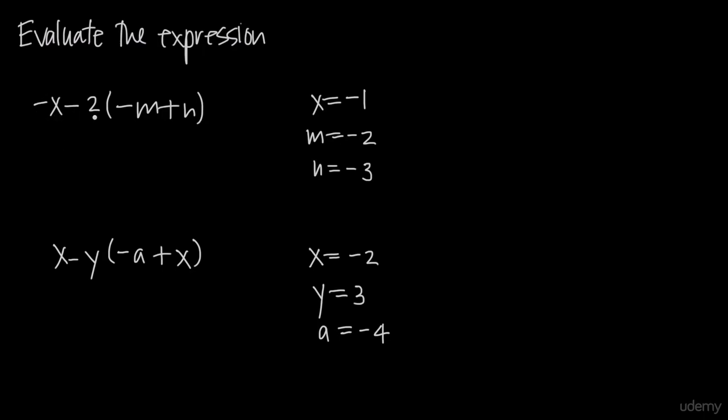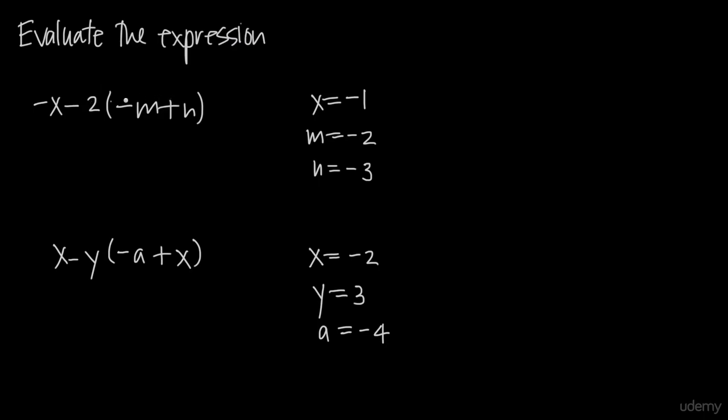We have negative x minus 2 times the quantity negative m plus n. And we've been given values for x, m, and n. So when we say evaluate the expression, we just mean plug in the values we've been given for the variables and constants that we have in our expression.